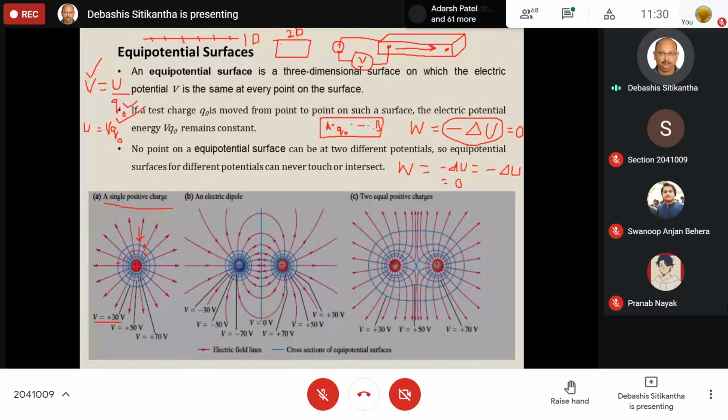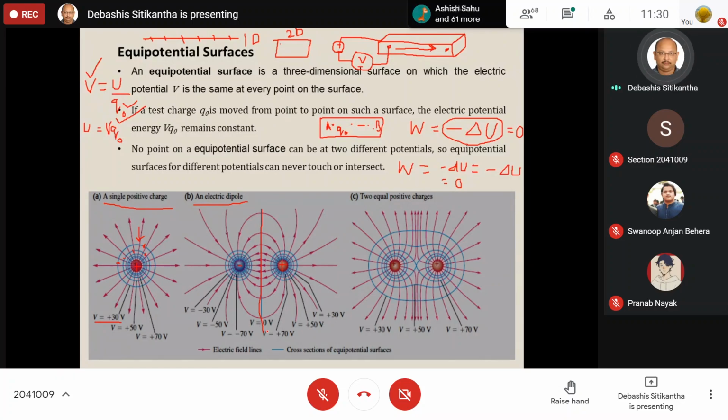Now let us move on to the case of an electric dipole. As we all know, in case of a dipole, we have a positive and a negative charge of equal magnitude, but separated by a very small distance. Over here, as you can see, I have a contour which is a straight line, and this is at 0 volt. I cannot explain much detail about it, because you have not calculated it, or it is not in your course to calculate the electric field due to an electric dipole.